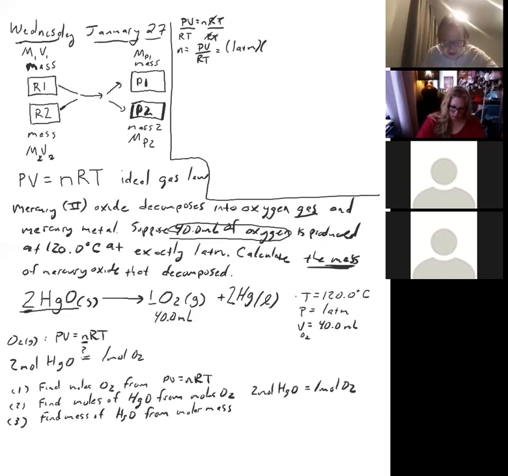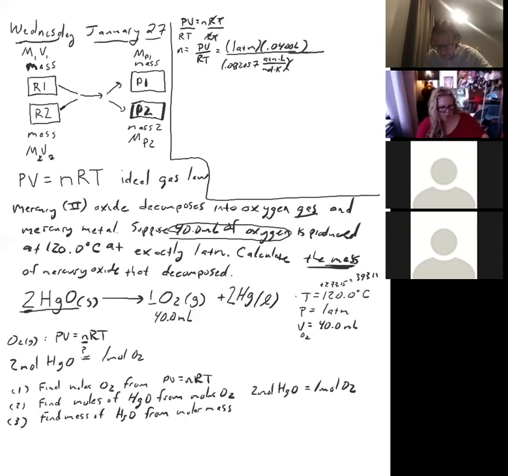But remember, the gas constant R is typically in liters. So I'm just going to take the 40 milliliters and divide it by 1,000. And that'll give us 0.0400 liters. Just convert that into liters. Gas constant, 0.082057 atmosphere liters per mole K. And then the temperature, remember again, with gas laws, you have to have the temperature in Kelvin. So I'm going to take our 120 and add 273.15, and you get 393.15 Kelvin.